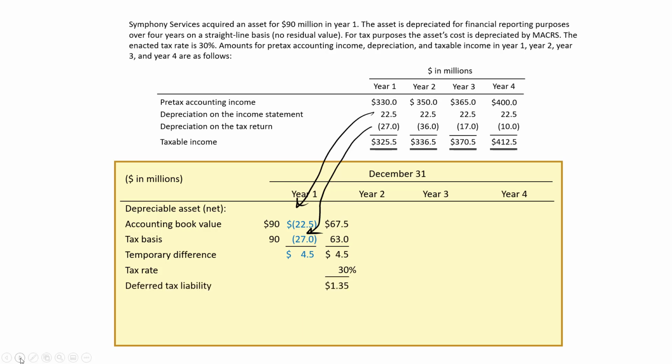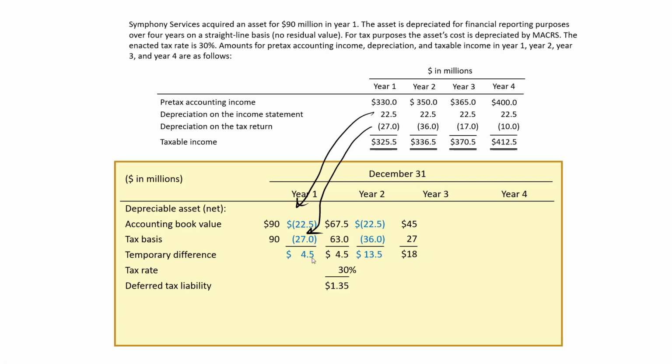$1.35 million. Then for year two, again, for accounting, it's straight line, so we're taking $22.5 million again, and our tax depreciation is $36 million. Now at the end of year two, our temporary difference, right, it's going to turn around in the future, is going to be $13.5 million. Looking at our GAAP book value and our tax book value, now we have a total difference of $18 million.